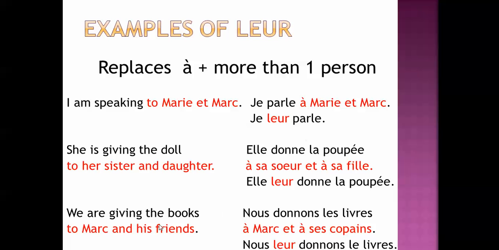Last example, we are giving the books to Marc and his friends. Nous donnons les livres à Marc et à ses copains. We are giving the books to them. Nous leur donnons les livres. And actually, I should have an S at the end of that, livres. My bad.